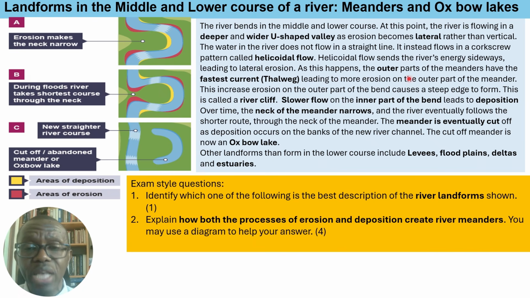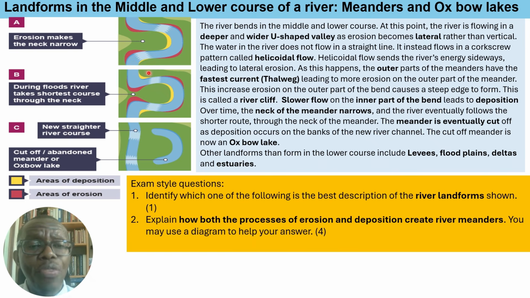Now, as this happens, the outer part of the meanders have the fastest current. Now, of course, these here are the outer parts of the meander, and it's because of that helicoidal flow that these outer parts of the meander are going to be eroded a lot faster, as you can see in this diagram here. Now, as that happens, you will end up with a very steep edge forming on those outer parts of the meander, and those are referred to as river cliffs. So those are also landforms that are being created in the middle and the lower course of the river.